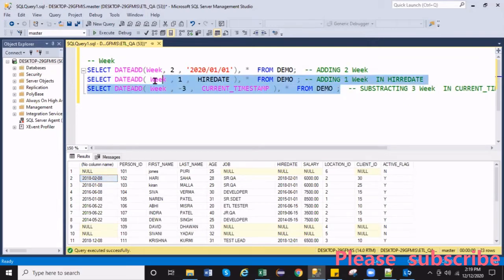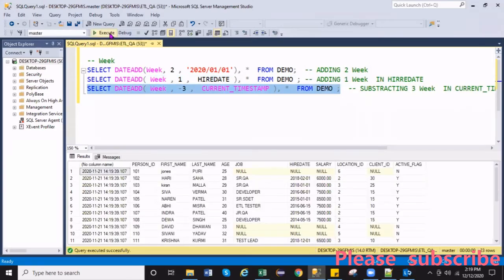Take 3 weeks back. That means 7 times 3 is 21 days back. Today we know that it is December 12th because we are using the current timestamp, right? The current timestamp will give you today's date and time. So today is December 12th. It took me 21 days back. December 12 minus 21 days, it will come to November 21. See here, November 21 came here.